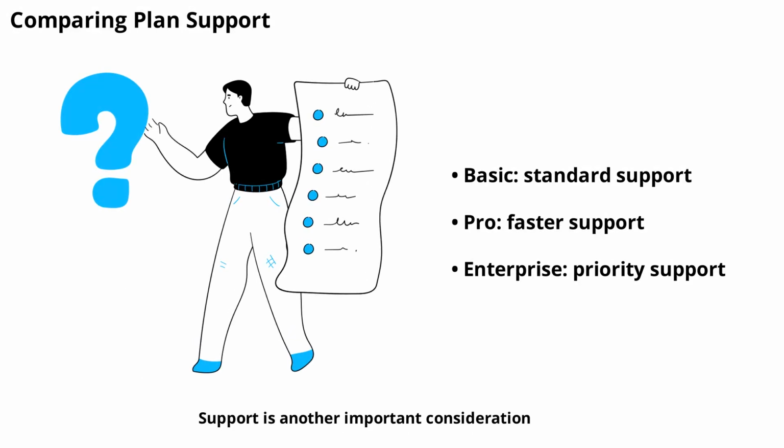Support is another important consideration. The Basic plan offers standard support, which may involve longer response times. The Pro plan provides faster support and access to more resources. The Enterprise plan includes priority support and dedicated onboarding, ensuring you get help when you need it most.